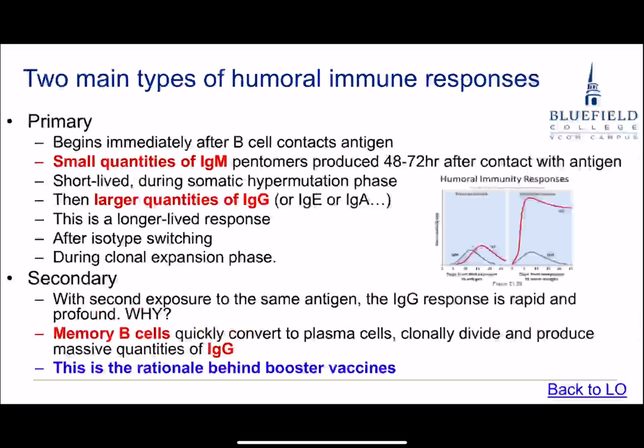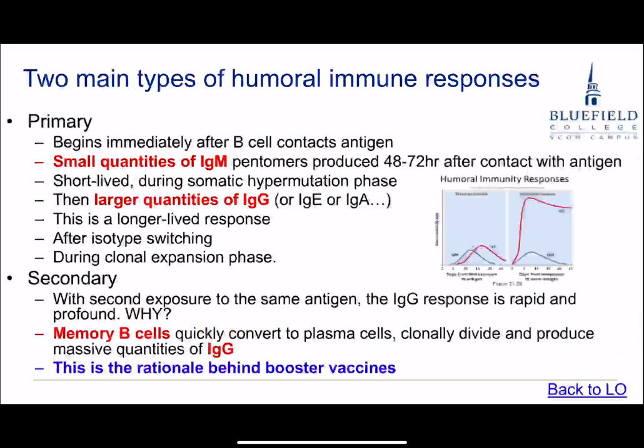But then remember, those memory cells are kind of squirreled away and waiting for the second exposure to that same antigen. So let's say we get strep throat, we get an IgM bump, we get an IgG bump, we recover from the strep throat, but those memory cells are just waiting. And then a month later, we get another strep infection. But those memory cells don't have to go back through all of that somatic hypermutation and isotype switching and everything. It's got it already. So you can just leap into action.